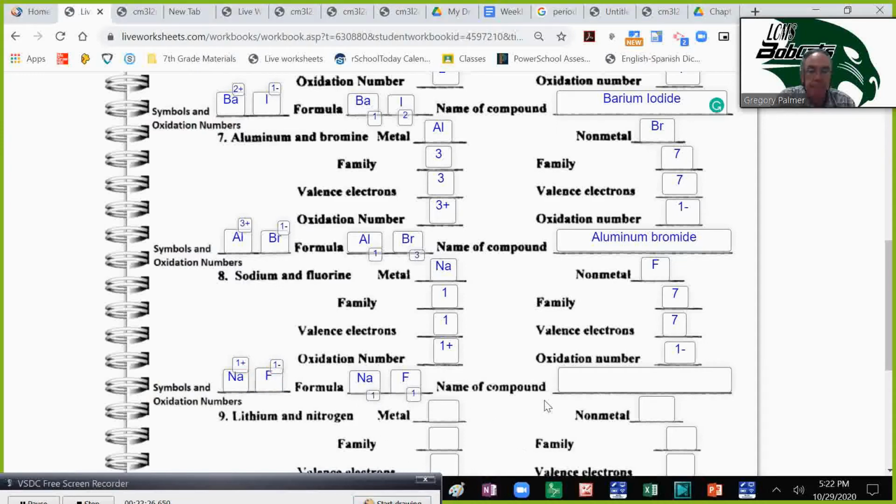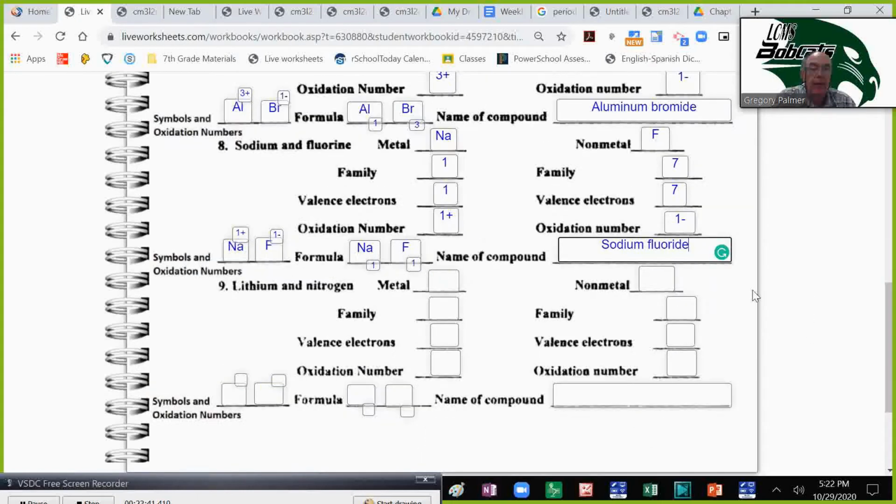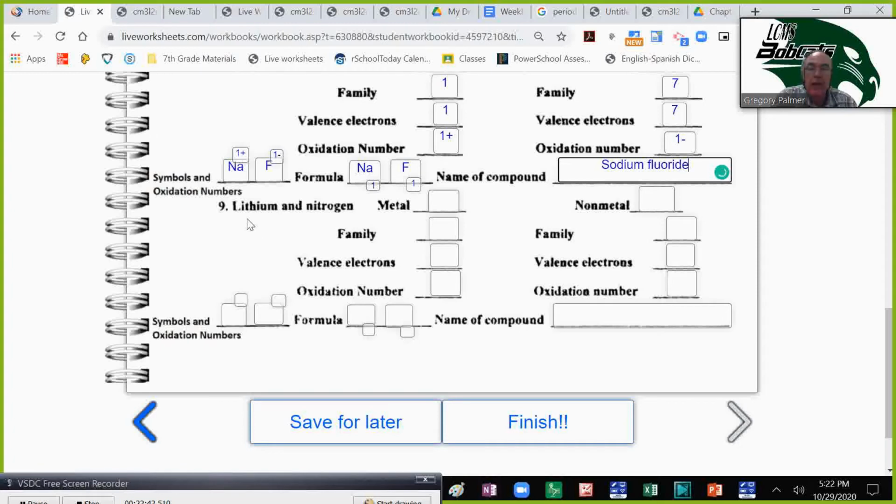And that's it. And the name of our substance is going to be sodium fluoride. We just put IDE on the end of the second one. And then the name of this other one is lithium and nitrogen. So we got to look at the periodic table and find lithium and nitrogen.